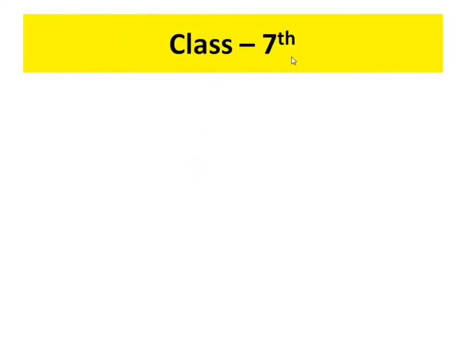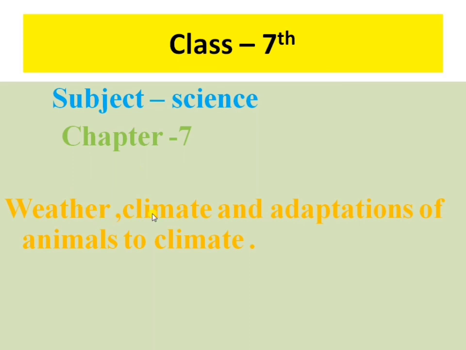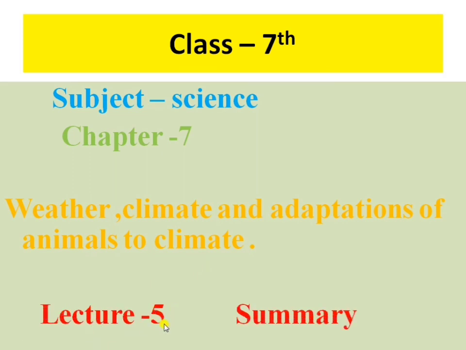This video is for class 7th, subject science, chapter number 7, that is weather, climate and adaptations of the animals to the climate. This is your lecture number 5th. In today's lecture, I am summarizing this chapter number 7, that is weather, climate and adaptations of animals to climate. So let's start with the first topic.